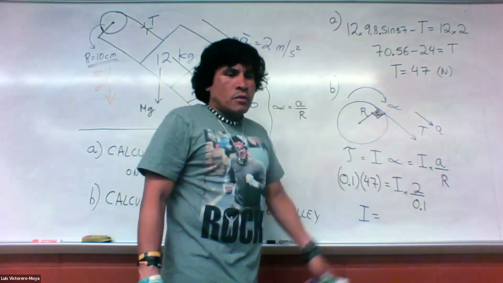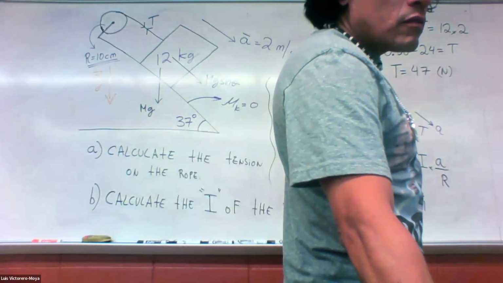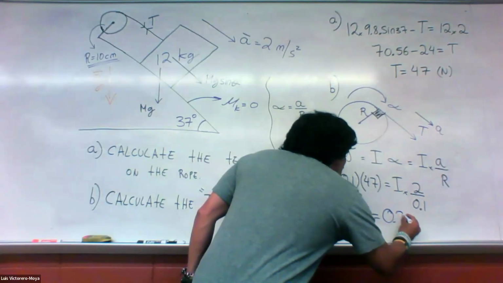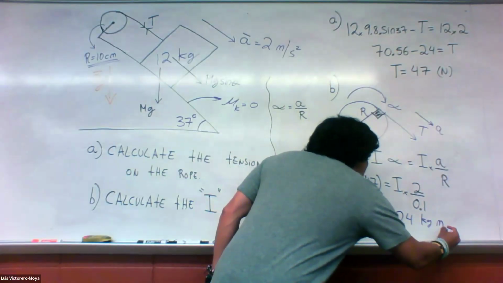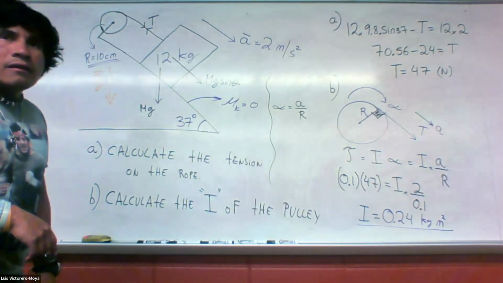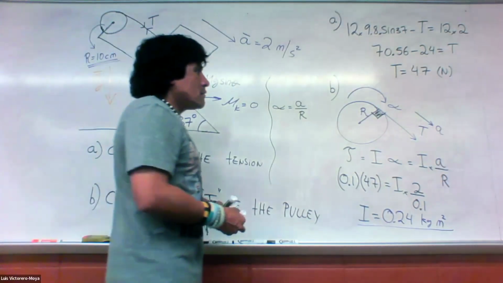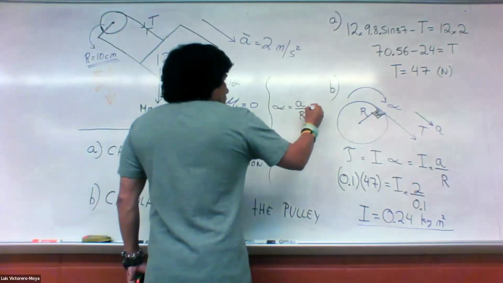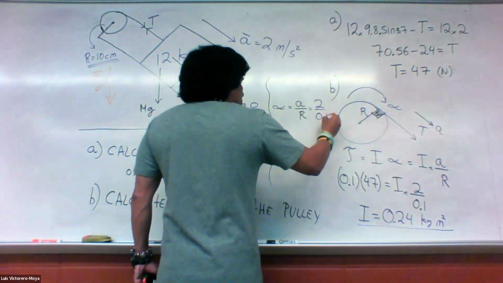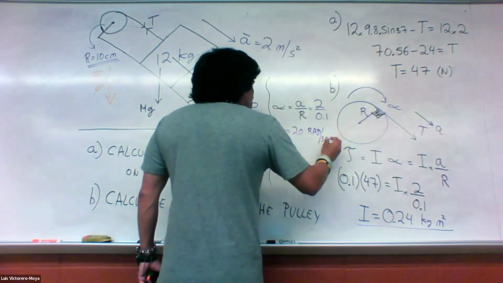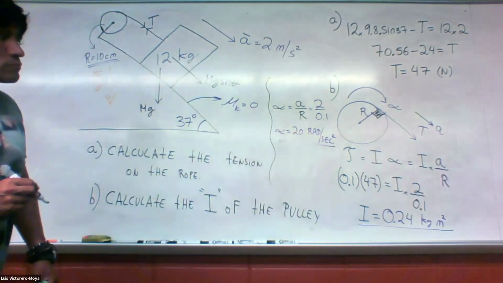So 4.7, 0.47 over 2, that's 0.20 something, right? 0.24 kilogram meter square. Here you are. So now you're finding a parameter of the pulley. And you know that the pulley is accelerating, right? 2 over 0.10, that's 20 radians per second square. All right?